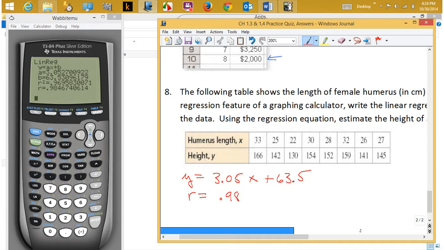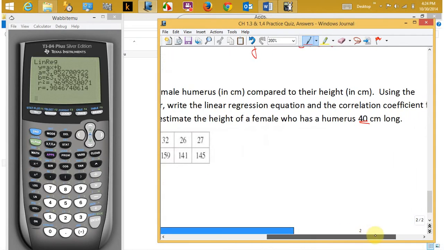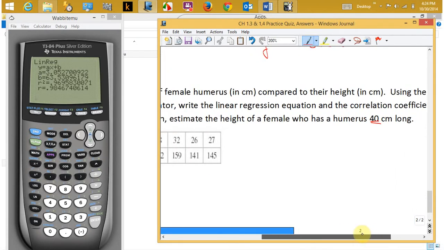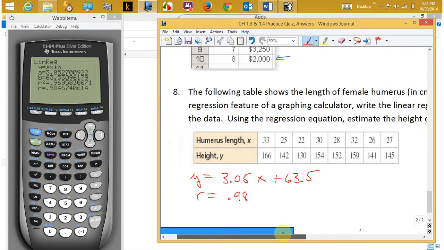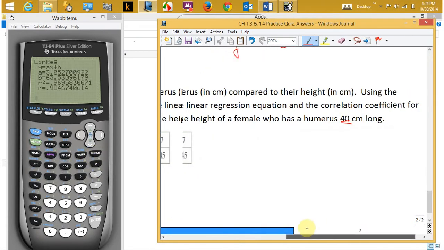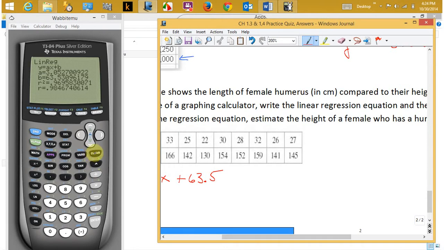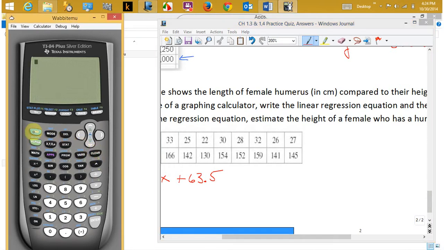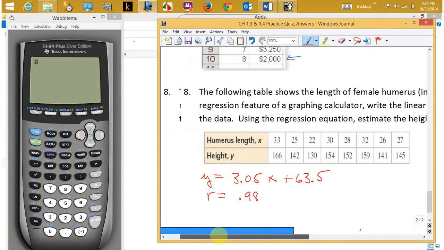And the last thing I have to do is figure out what the value of that equation is going to be when the humerus is 40 centimeters long. So let's go ahead and enter that. I'm going to get to a different screen. And here's my equation, so let's go ahead and enter 40 in for that.